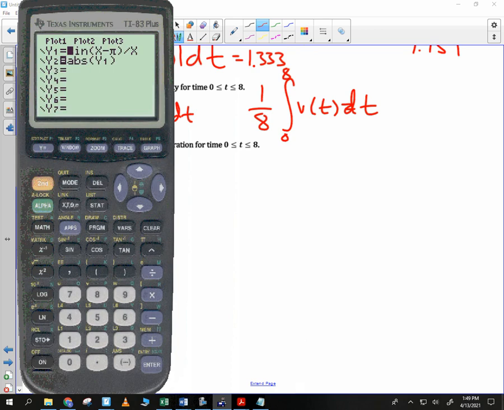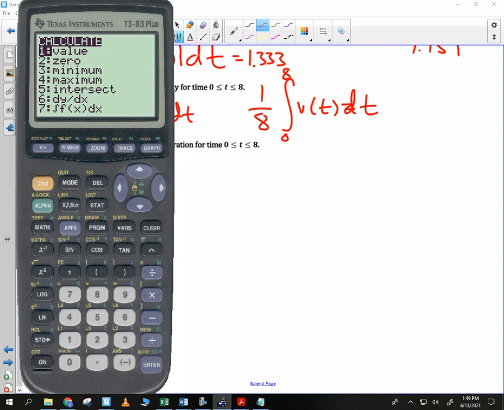So as I go to my calculator, you tell me which function do I want to use, 1 or 2. I use 1. I'll take the bottom one off. Second, calculate, and I use number 7.